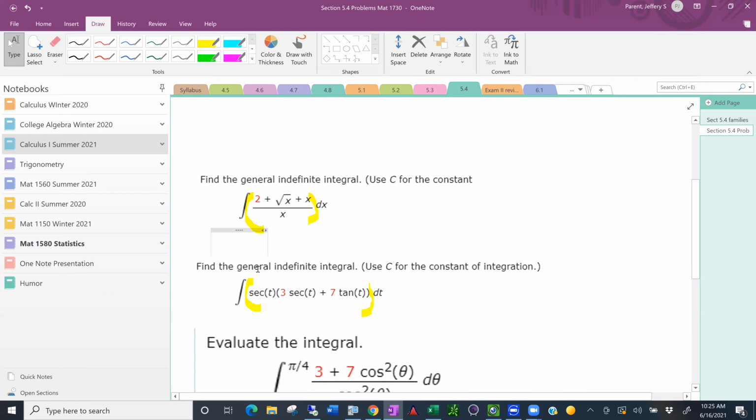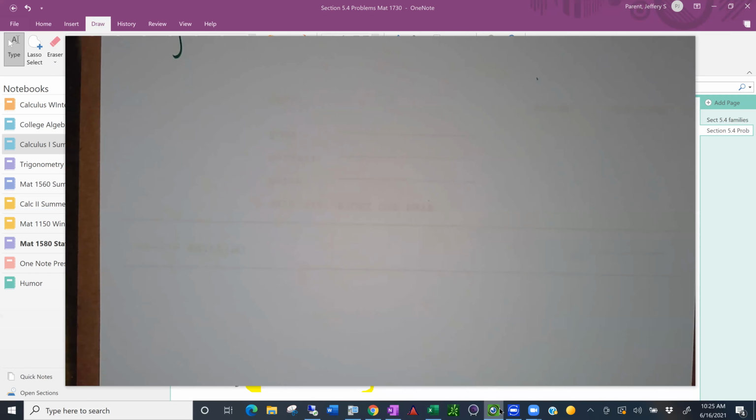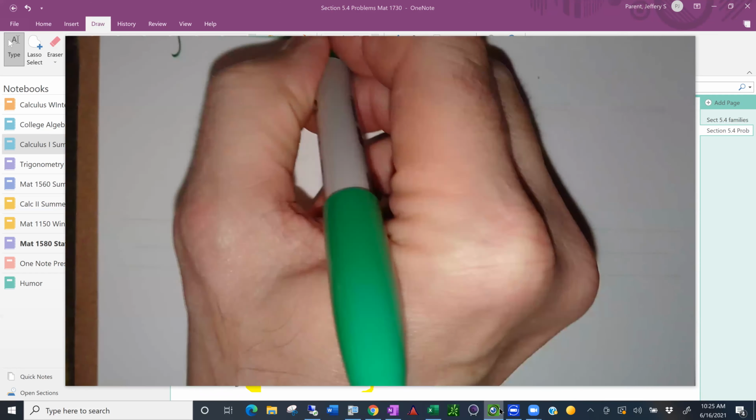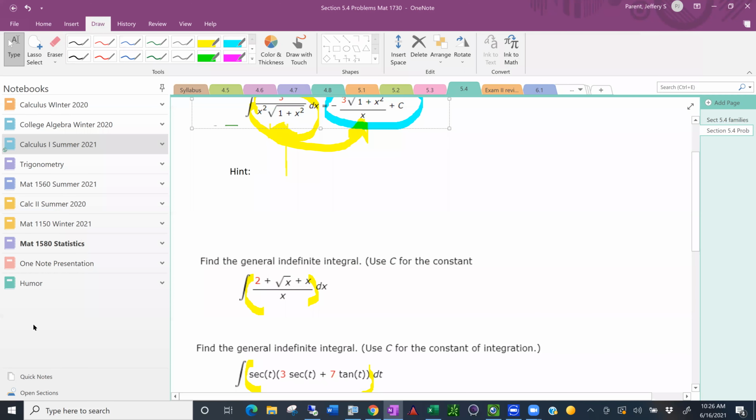Let's go back to the basic idea here, and that is that when you're trying to work with an indefinite integral, you need to find an antiderivative. So let's work with this one and actually get busy working with our antiderivatives. So, the integral of 2 plus the square root of x plus x over x.